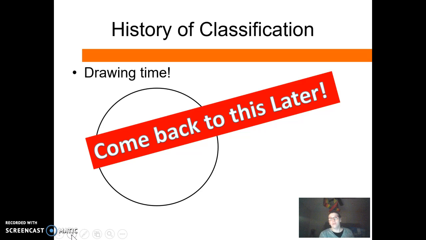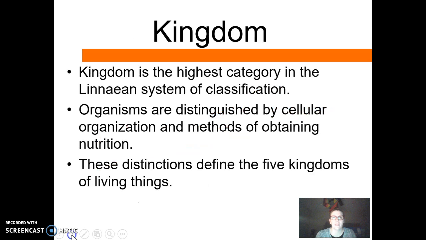So just be aware that this is a living classification system. It is subject to change. As you guys age, like 20, 30 years from now, something may have changed about this system, and it's important to be aware that this is a system that definitely changes over time.